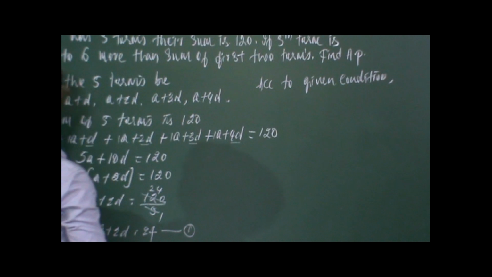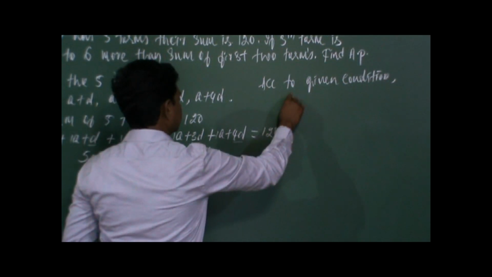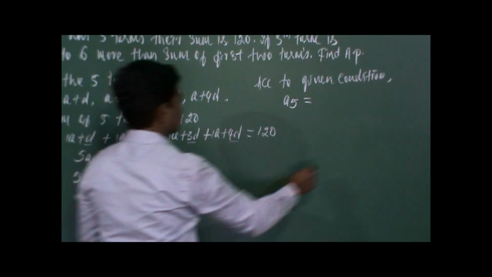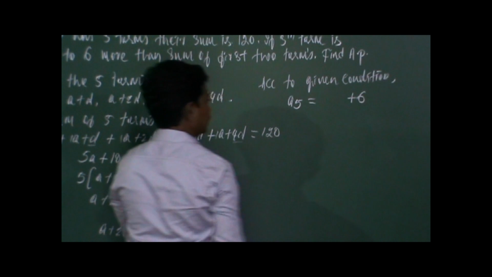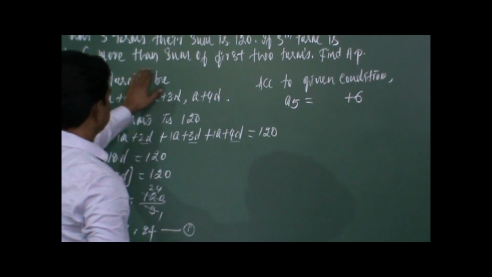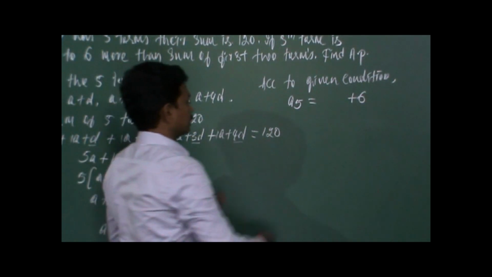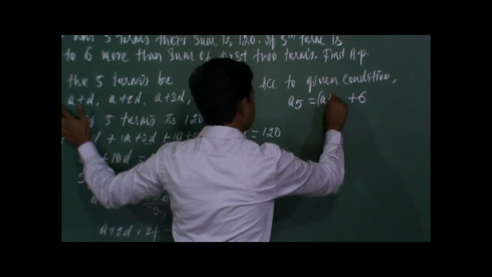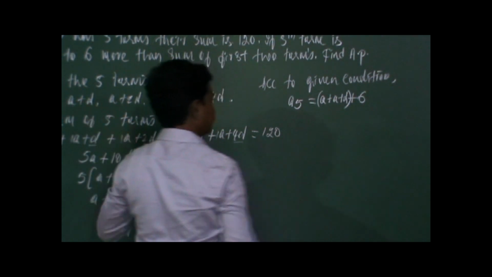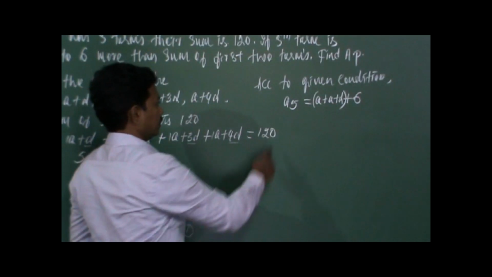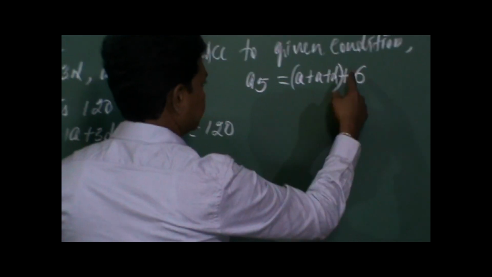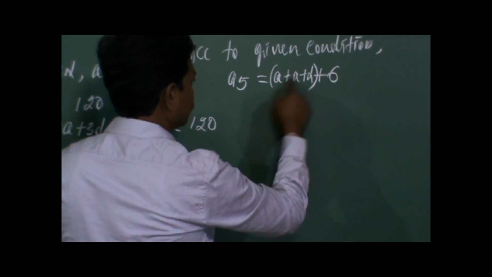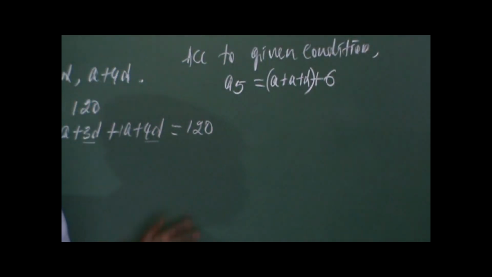So the fifth term is equal to 6 more than the sum of the first two terms. Which are the first two terms? One is A, that is the first term, and the second term is A plus D. These are the sum of the first two terms. So the fifth term is 6 more than the sum of the first two terms. This is the way of writing the condition.